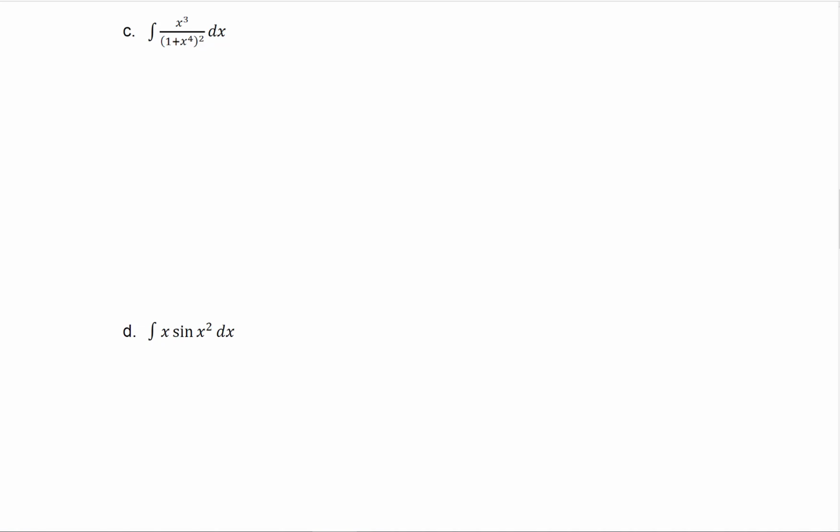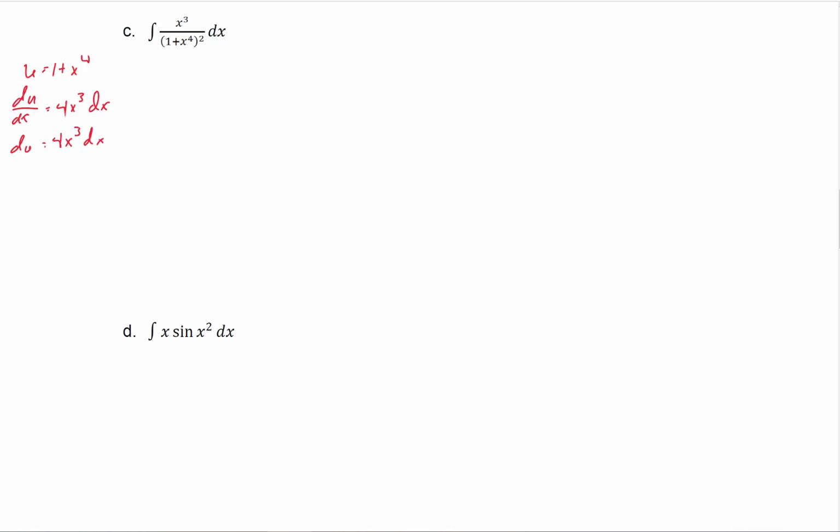Alright, so part C. The integral of x cubed over (1 plus x to the 4th) all raised to the 2nd power dx. So same idea, even though we have something that looks like a rational function here, you still want to think of it the same way: what would your u be if you were differentiating, right? So what would your blah be? In this case, u equals 1 plus x to the 4th. So now find du/dx. So du/dx is 4x cubed. So du equals 4x cubed dx.